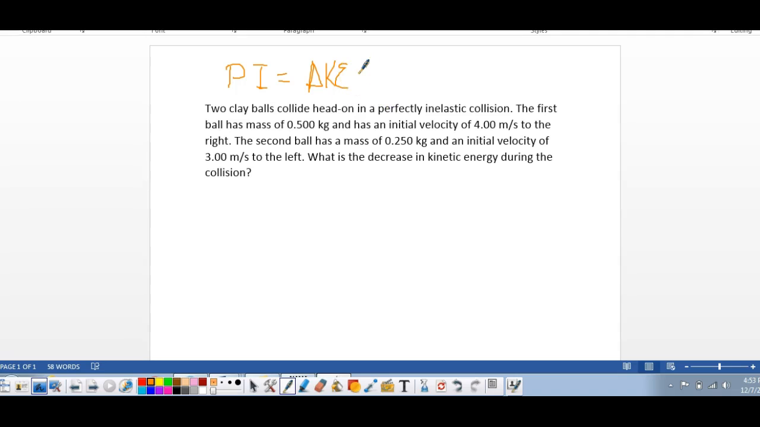So in these problems, the idea is to calculate the final velocity, or the unknowns, first. So use the perfectly inelastic equation, solve for the unknown, then use the information you obtained by finding that unknown to then solve for the change in KE, or kinetic energy. So I'll show you that right now.